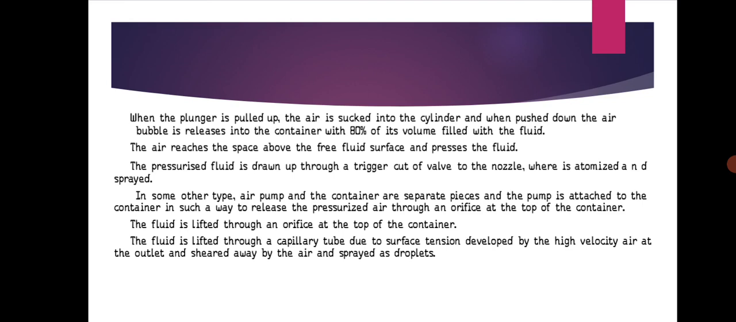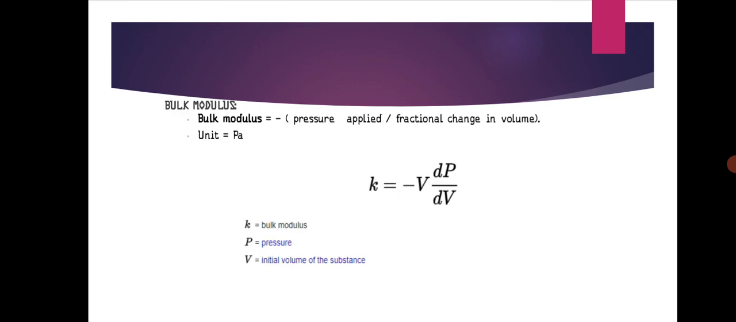In some other types, the air pump and the container are separate pieces and the pump is attached to the container in such a way as to release the pressurized air through an orifice at the top of the container. The fluid is lifted through a capillary tube due to surface tension developed by the high velocity air at the outlet, and sheared away by the air and sprayed as droplets.